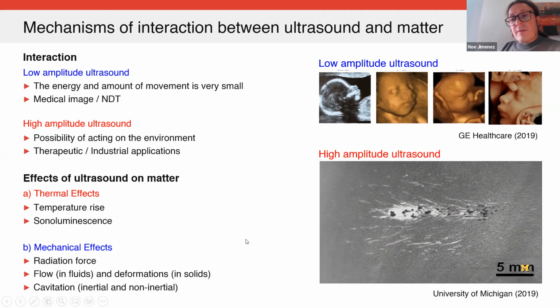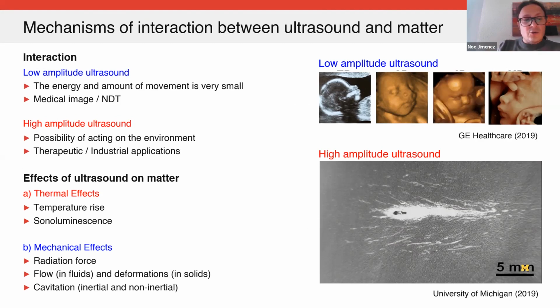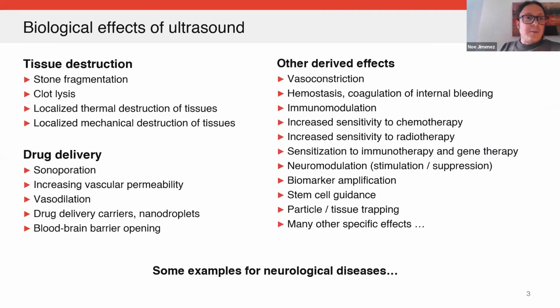But when you have a biological medium, then you can induce some biological effect as a result of this interaction with the matter. And the result is that in your body, you can develop a lot of different and interesting ways to interact with matter at a biological level. For example, you can destroy things. You can destroy things inside your body. Probably the most famous is stone fragmentation.